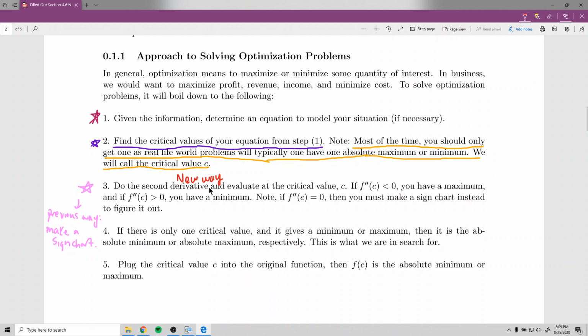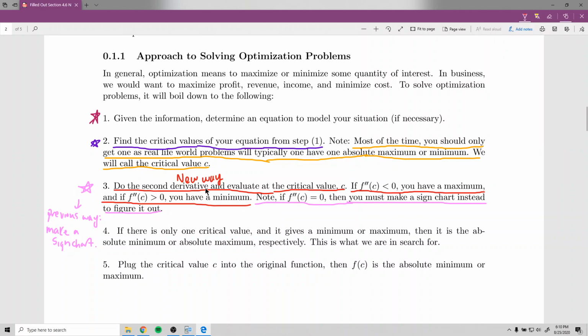So the new way of figuring out whether your critical values are a maximum or minimum is a different way. You can still make the sign chart, but a new way is you can do the second derivative and evaluate it at the critical value C. So do your second derivative and plug in that number C. If the second derivative is negative, you have a maximum, and if it is positive, you have a minimum. But here is the extra thing, why you might have to rely on the old way: if your second derivative is 0, it doesn't tell you which one it is, and you must figure it out.